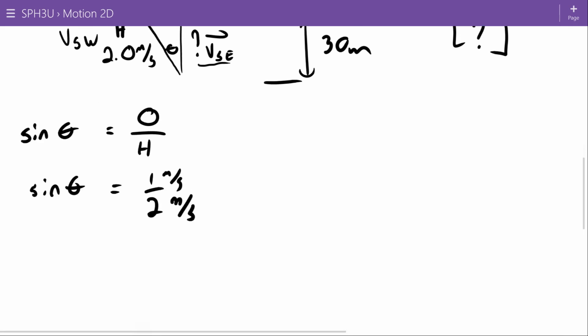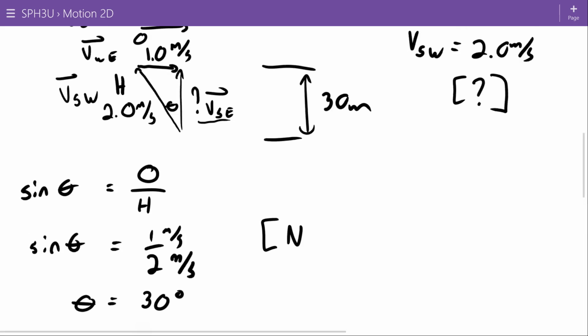And this turns out to be one of our special triangles, so I don't have to use my calculator here. Theta is just equal to 30 degrees. But if you use your calculator, it'll give you 30 degrees, so it's fine. So the heading you want to use is north, and then 30 degrees towards the west. That way, when the current pushes you east, it'll push you back in line with the north.